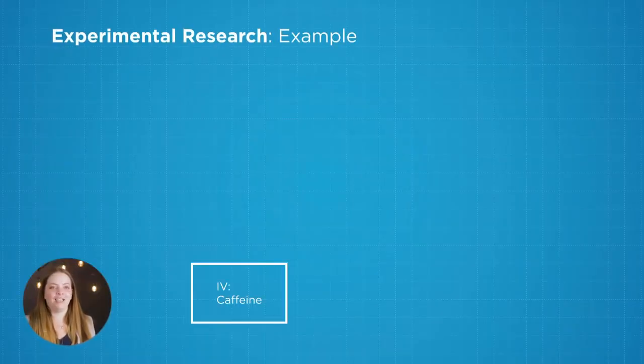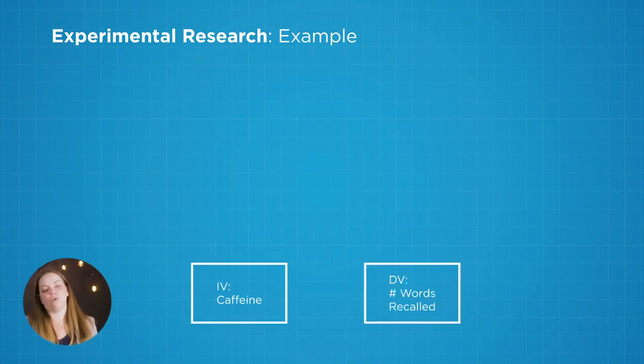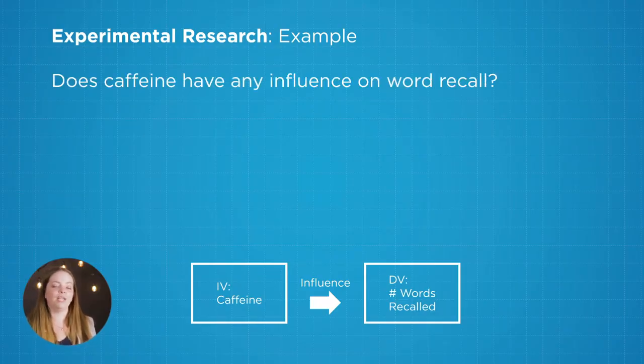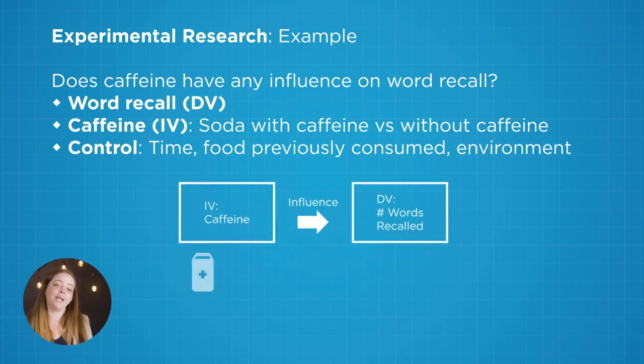So if we have an independent variable of caffeine, and our dependent variable is the number of words recalled, we're really asking, how does caffeine influence our memory? And so in this experiment, I would give some of my participants a Coca-Cola that has caffeine in it, and I'll give other participants a 7-Up that doesn't have any caffeine.